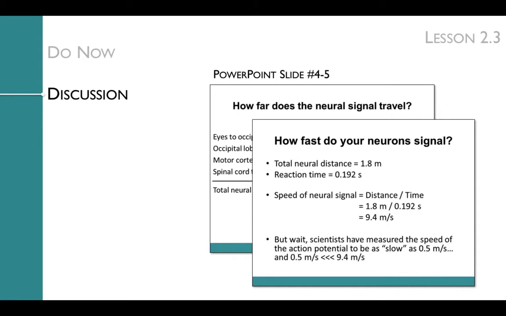However, scientists have measured the speed of the action potential to be as slow as 0.5 meters per second. And that is quite a bit slower than our calculated 9.4 meters per second. So something's amiss here. Now the question becomes, what increases the speed of axonal signaling? And why does the action potential travel so slowly down our axons?